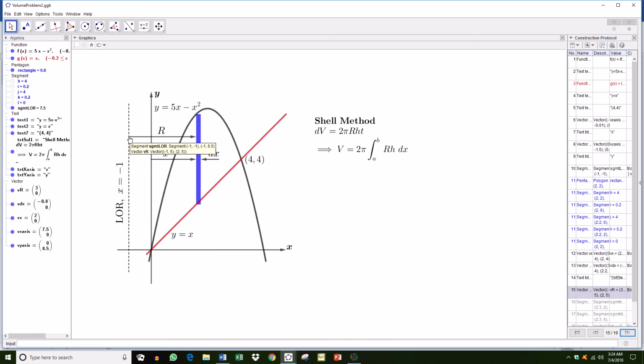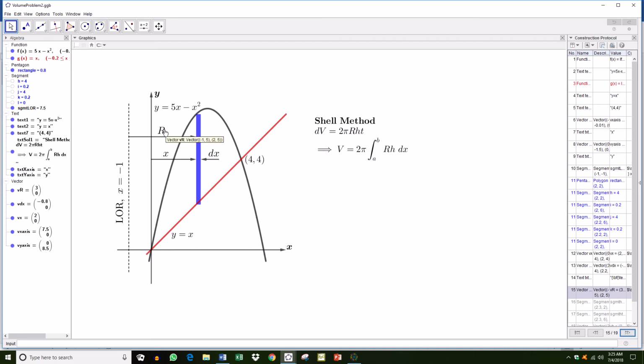No, don't do that. We want to measure the distance horizontally here, because the line of revolution is vertical and the rectangle is vertical. When we say the distance from here to here, I mean the horizontal distance. So from the line of revolution to any point on the rectangle is perfectly fine. That is r. Exactly what it is, we'll figure out in just a second.